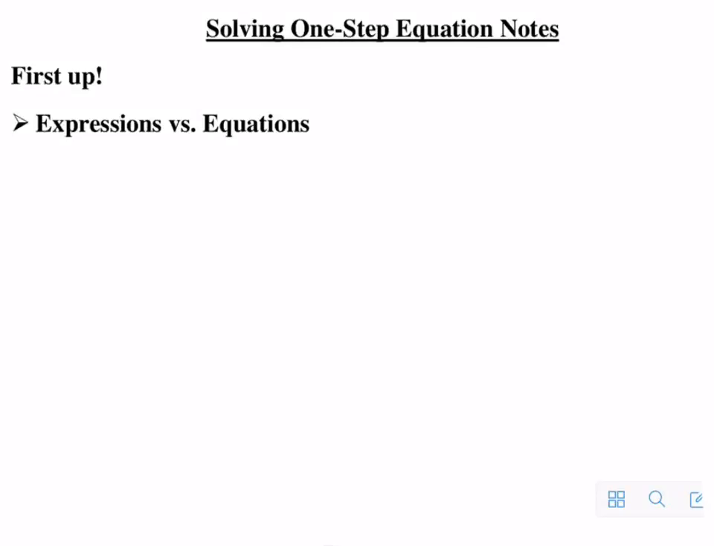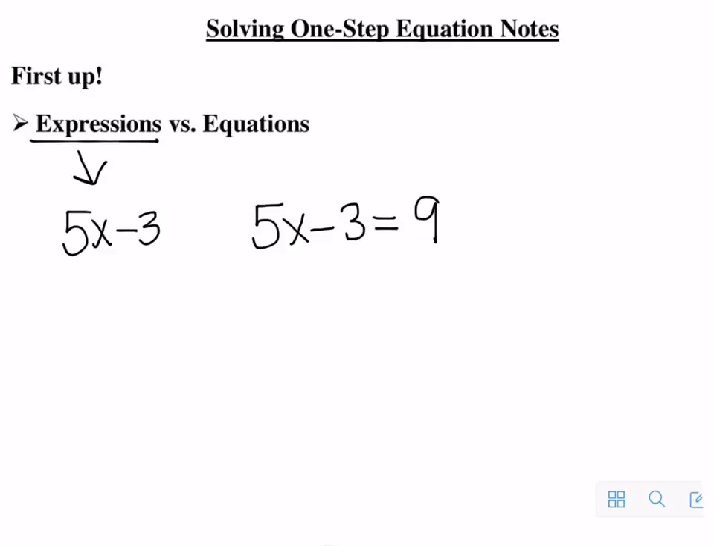Welcome back. Today's lesson is on solving one-step equations. What is the difference between an expression, which we've been talking about in class, versus an equation? Well, an expression could look something like 5x minus 3, okay? Where x is our unknown, we use it as a variable. An equation could be 5x minus 3 equals 9. The main difference is an equation contains an equal sign.